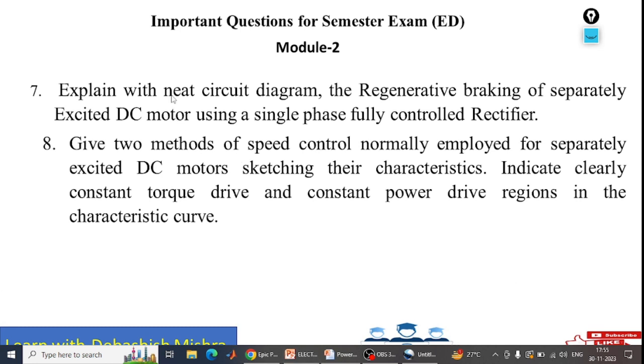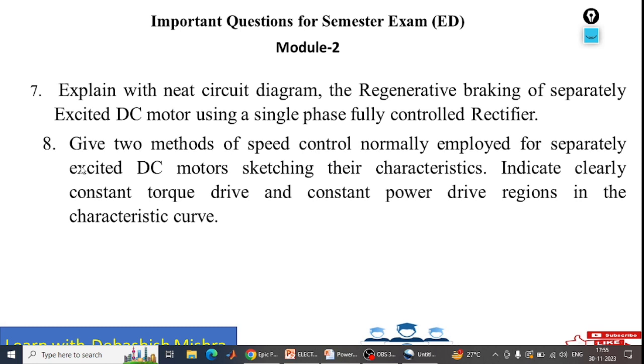You can see here: explain with neat circuit diagram the regenerative braking of separately excited DC motor using single phase fully controlled rectifier. So in case of braking, regenerative braking is important. But this question, regenerative braking of separately excited DC motor, I have seen maximum time this question has come. So that I am telling you, it is very important. Otherwise, braking you can prepare. But this question is very important.